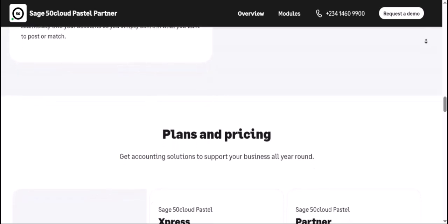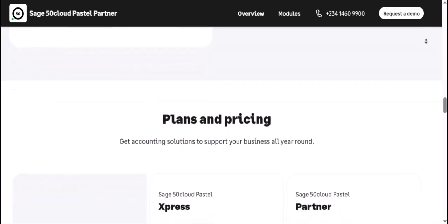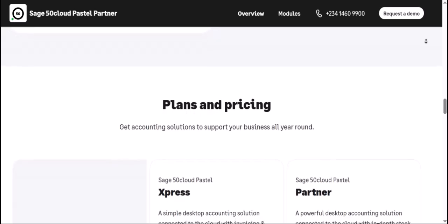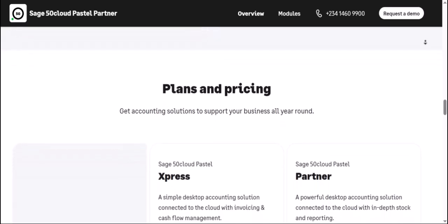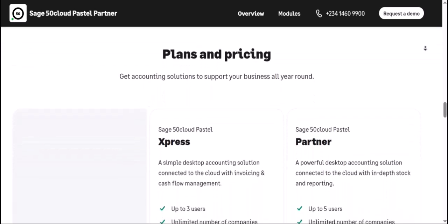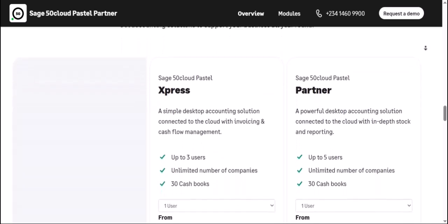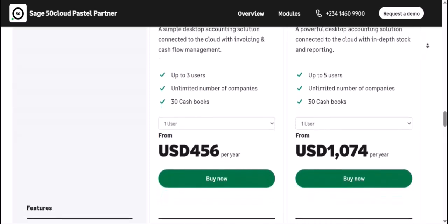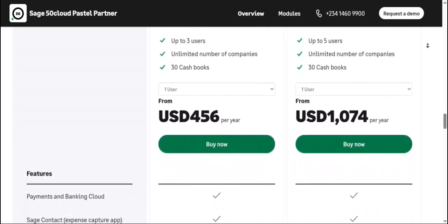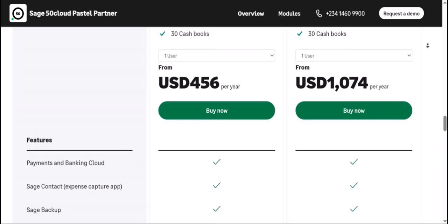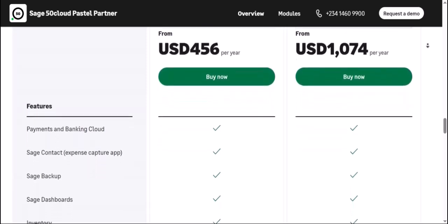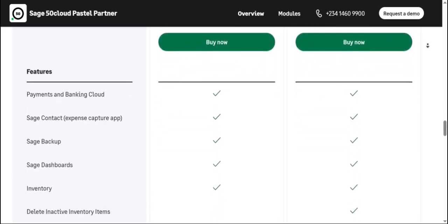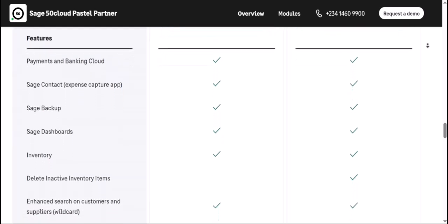Sage Business Cloud Accounting, formerly Sage 1. Who it's for? Sole traders, freelancers, microbusinesses, and very small businesses. What it does. This is Sage's entry-level, fully cloud-based solution. It handles essential accounting tasks like invoicing, expense tracking, bank reconciliation, and basic reporting. It's designed for simplicity and ease of use.